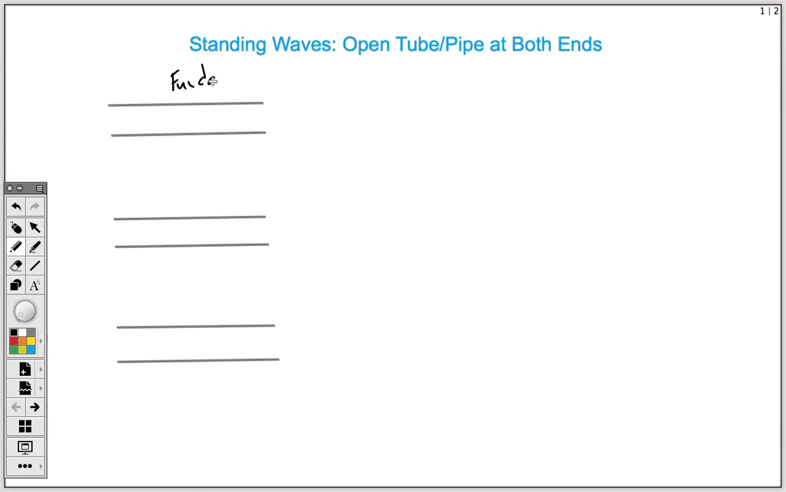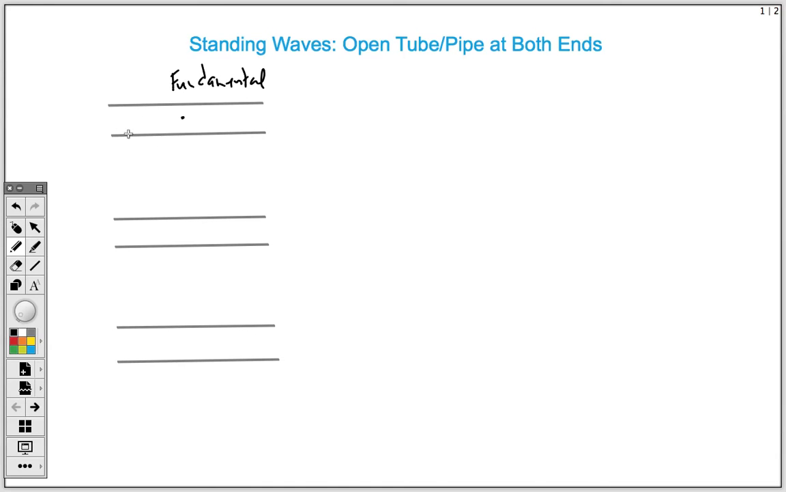So we're going to begin with what's known as the fundamental frequency. The reason why it's called the fundamental frequency is because it's the most basic standing wave that we can get. And in the case of an open tube or an open pipe with both ends, the fundamental frequency has one node, and that one node is right in the middle.